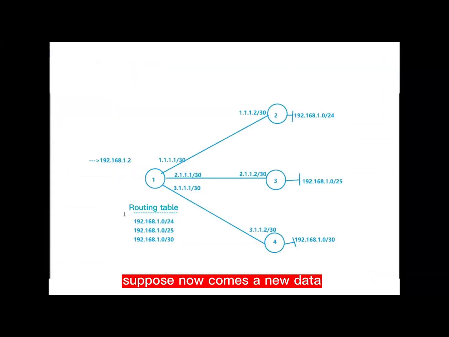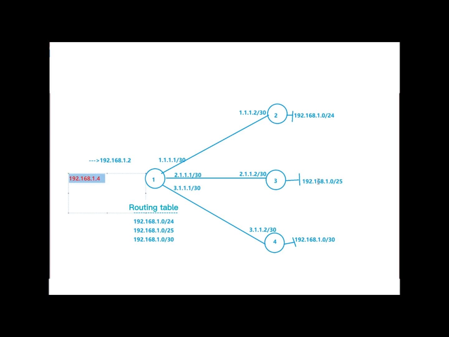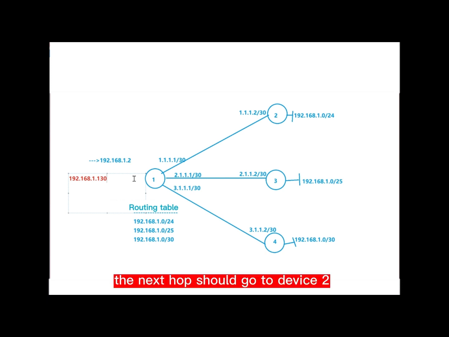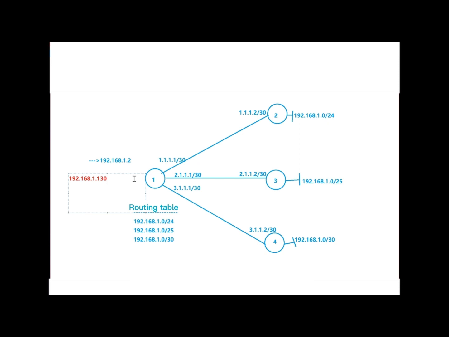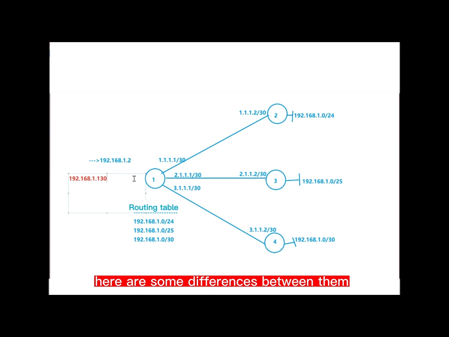Suppose now comes a new data going to 192.168.1.4. Then it should go to device 3, that is, go to the 25-bit mask route here. Then if data comes for 192.168.1.130, the next hop should go to device 2, because the 25-bit mask can only reach up to 127. Here are some differences between them.